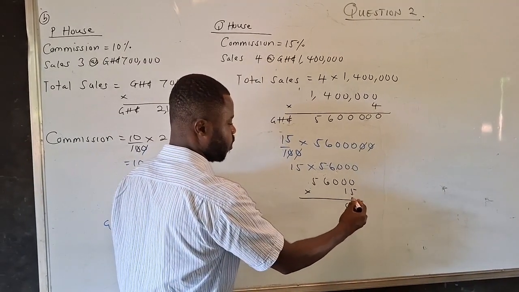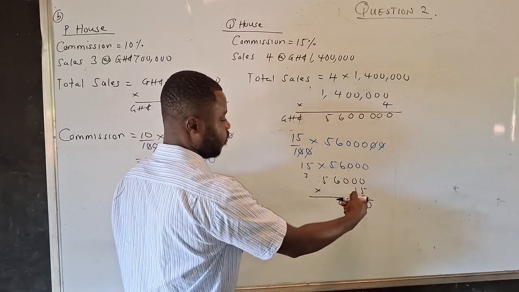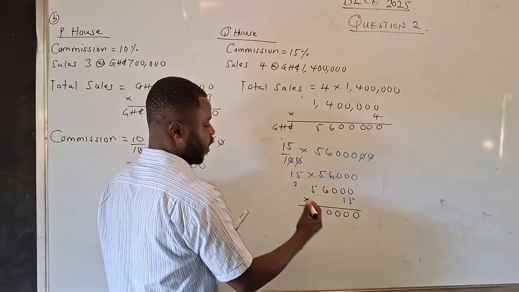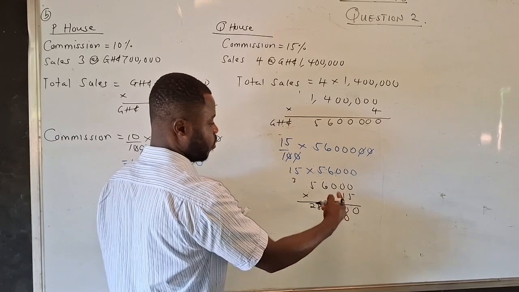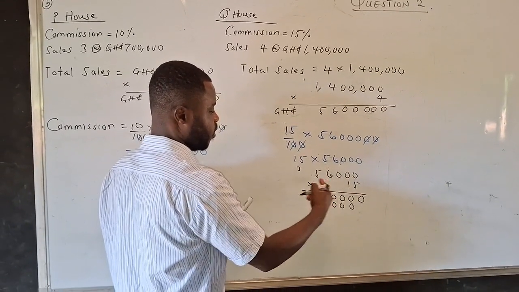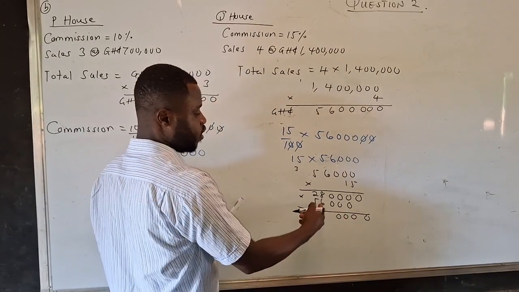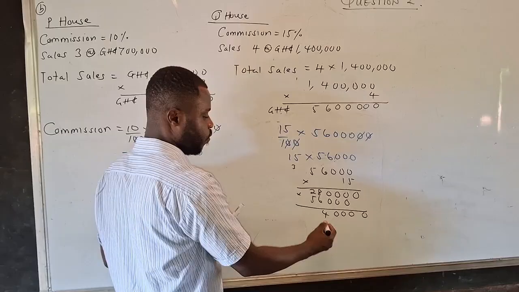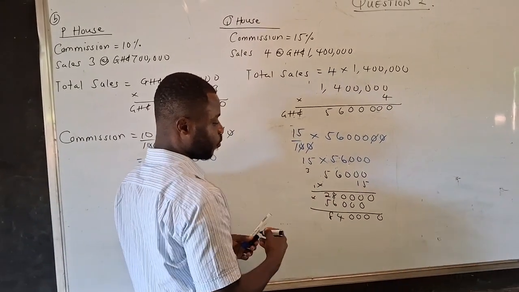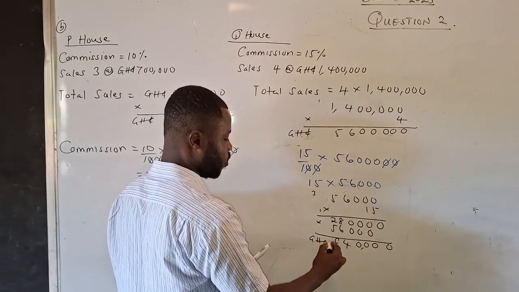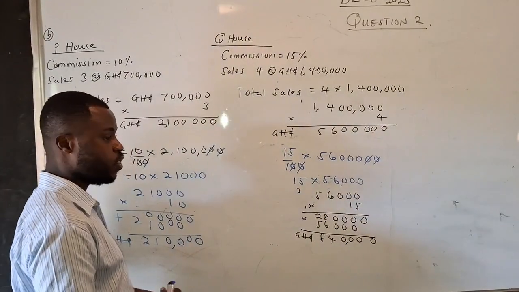So 0, 0, 0, 5 times 6 will give us 30, 0 remainder 3. 5 times 5 is 25 plus 3, 28. So 1 times 0 is 0, 1 times 0 is 0, 1 times 0, 0, 1 times 6 is 6, then 1 times 5 giving us 5. So 0, 0, 0, 0, 6 plus 8 gives us 14, 4 remainder 1. 1 plus 3, 1 plus 2 is 3, plus 5 is 8. So 840,000. The commission on Q is 840,000, and that on P is 210,000.